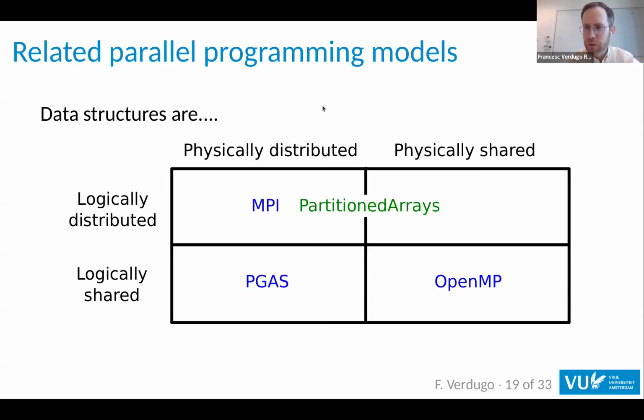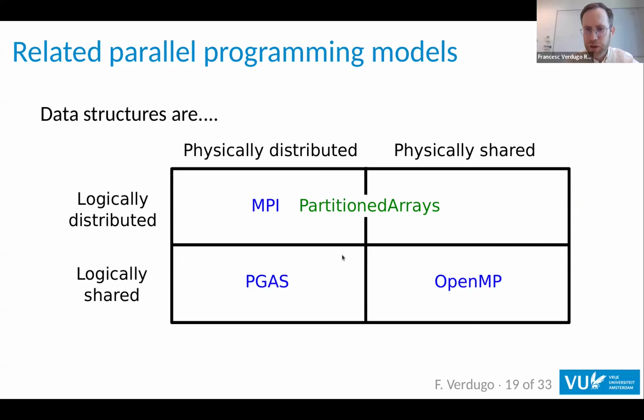Now the combination of these two axes gives four possible alternatives here. And in the diagonal, we have the two well-known models. We have MPI and OpenMP, or multi-threading in general. So in MPI, you have several memory spaces, several processes, and the data distribution is hard-coded in the algorithm. Whereas with OpenMP, you have one process, but multiple threads in this process, right? All of them consuming the same memory space, and you don't need to partition your algorithms.